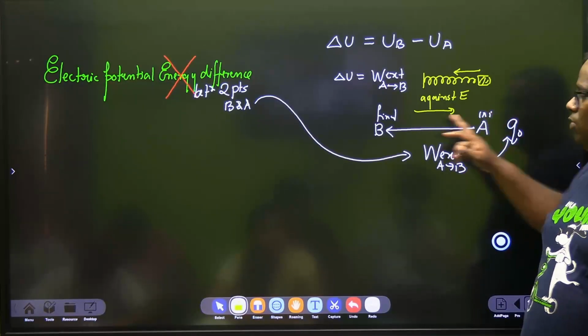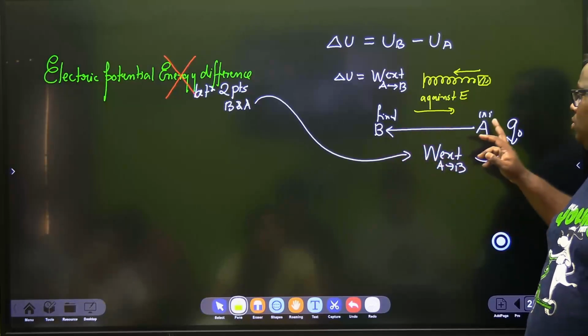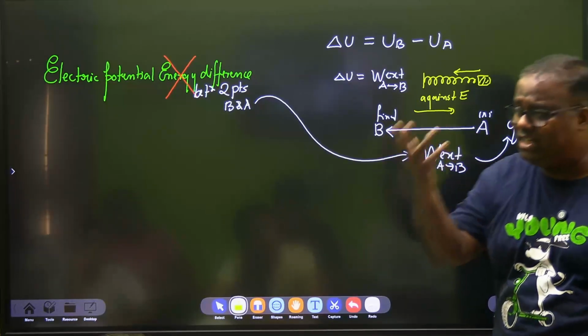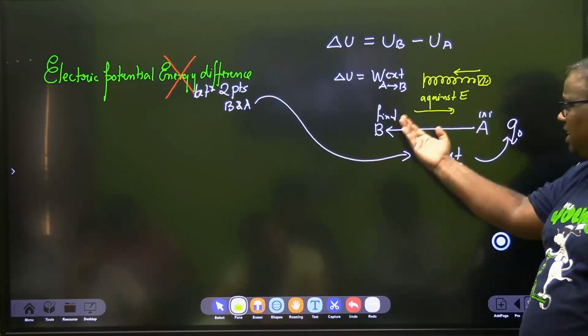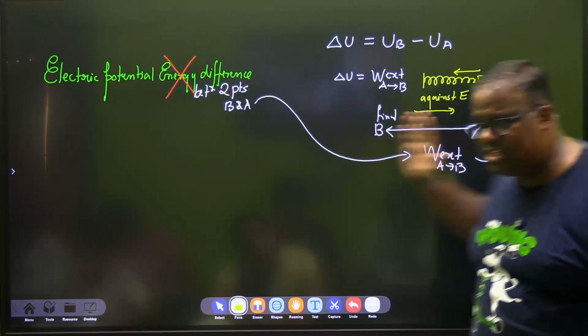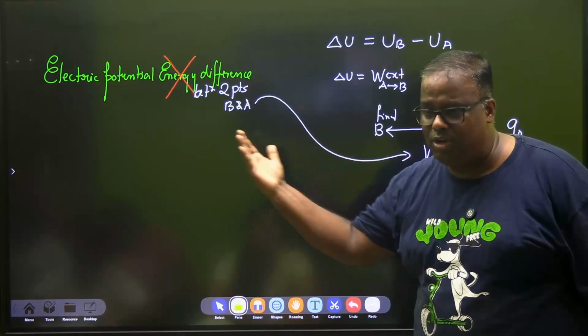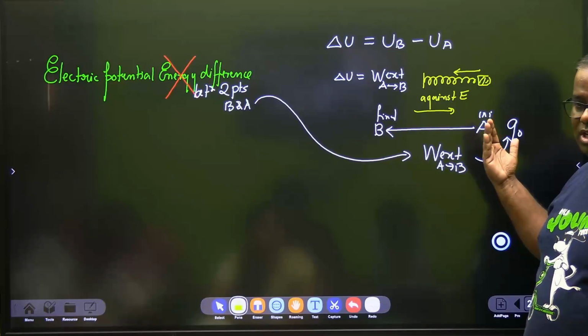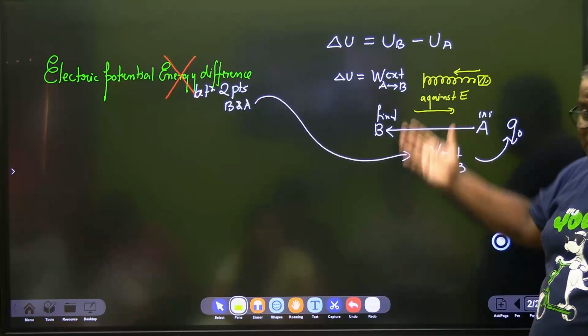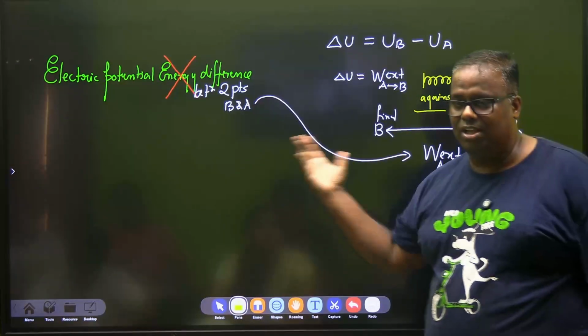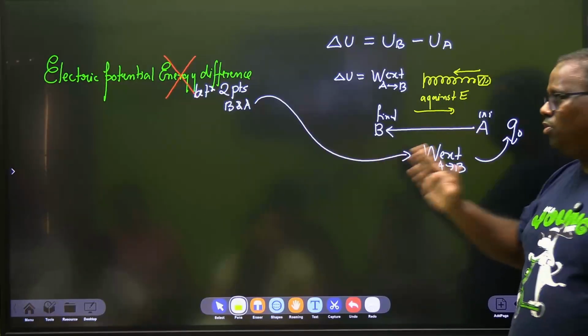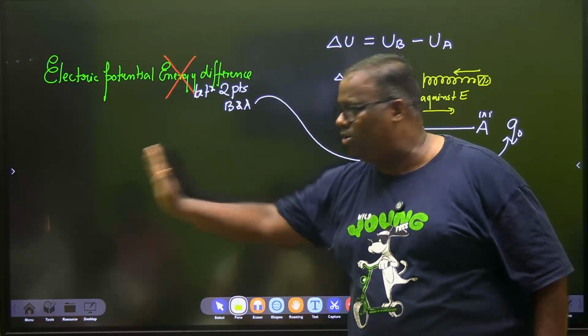If you are moving from A to B, listen to the whole thing. You are moving from A to B. Why did the energy increase? Because there is an electric field against you. You are working against the electric field. An electric field produces an electrostatic force. That was my idea of drawing 3 slides. I first showed with a spring. A spring produces a spring force. I am working against the force. So am I not energizing it?